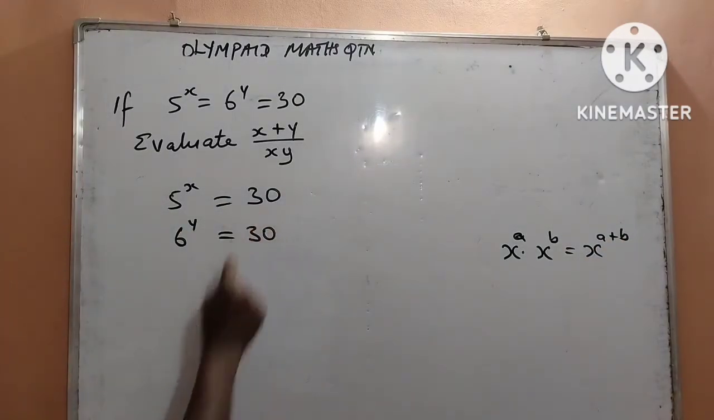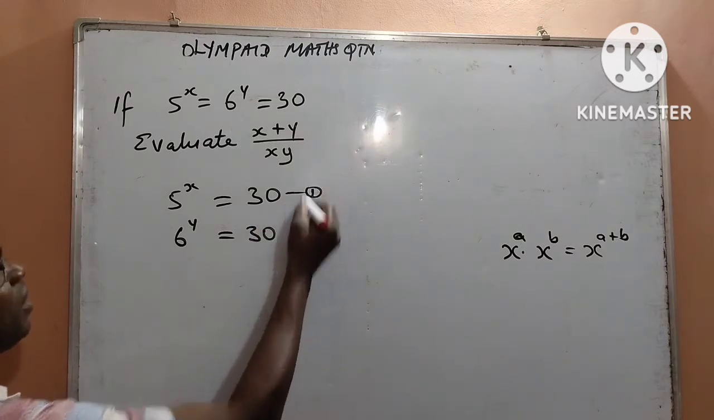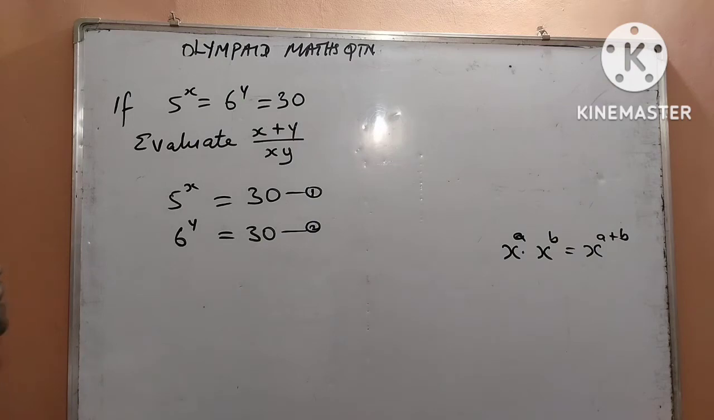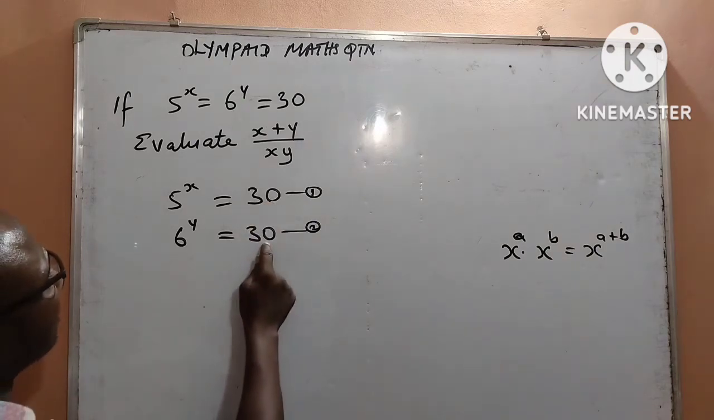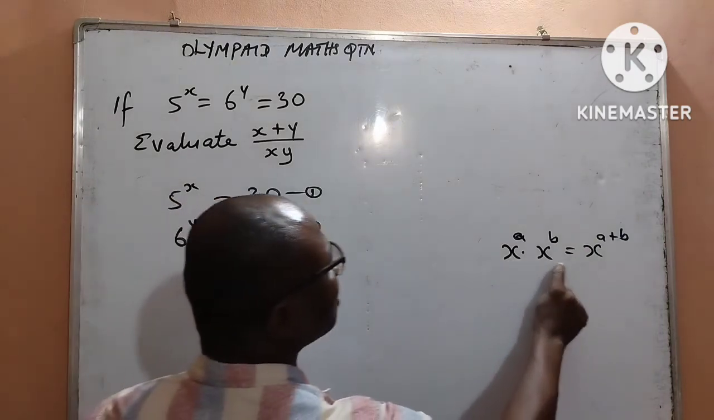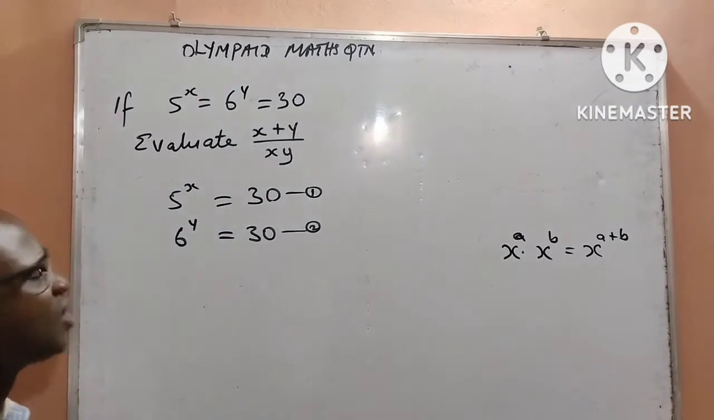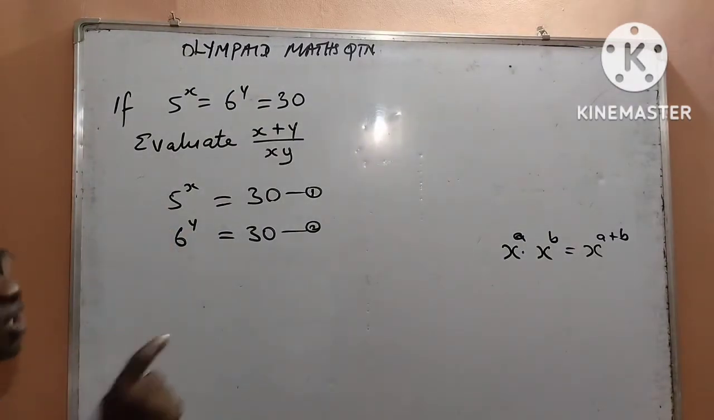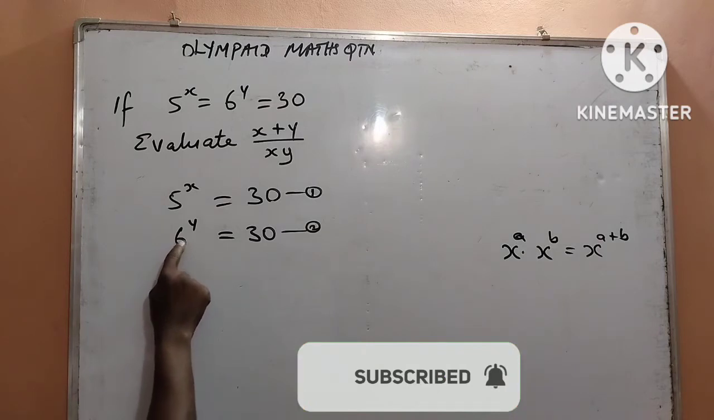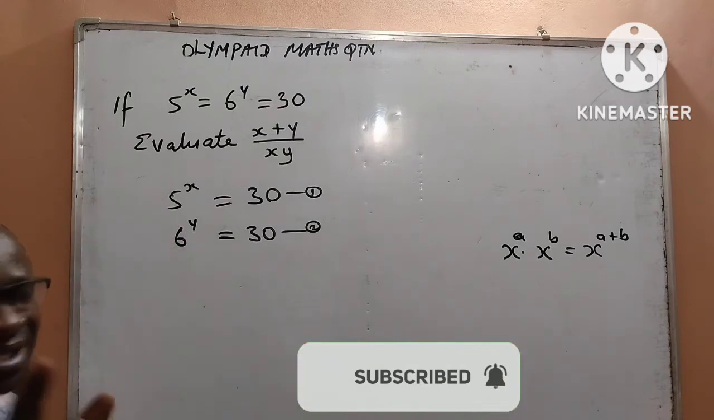I have 30. Let this be equation 1, and let this be equation 2. So I have 30 on the right hand side in equation 1, and I also have 30 on the right hand side in equation 2. So I am going to apply this law to the right hand side. For the left hand side, my base in equation 1 is 5, and the base in equation 2 is 6. They are not the same base.